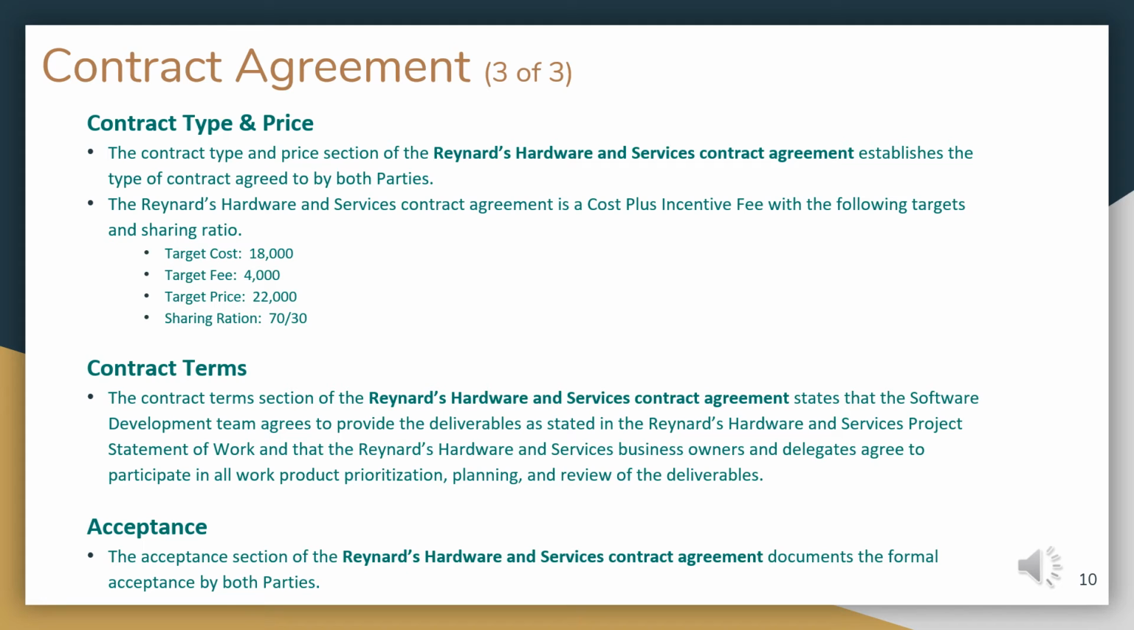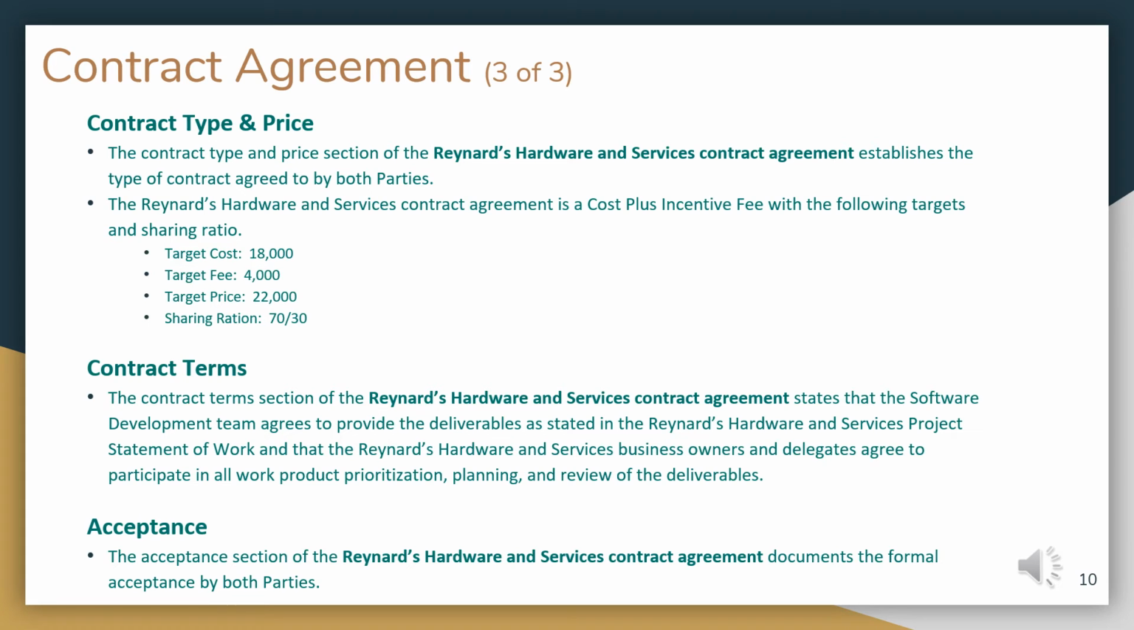The last 3 sections of the contract are the contract type and price, contract terms, and acceptance. The contract type and price section of the Reynard's Hardware and Services contract agreement establishes the type of contract agreed to by both parties. The Reynard's Hardware and Services contract agreement is a cost plus incentive fee with the following targets and sharing ratio. Target cost $18,000, target fee $4,000, target price $22,000, and a sharing ratio of 70-30.